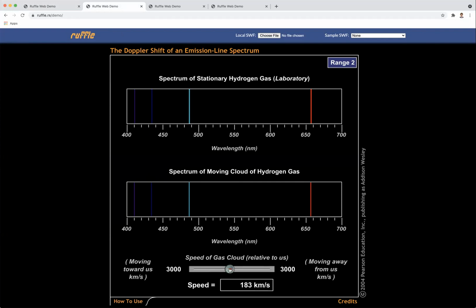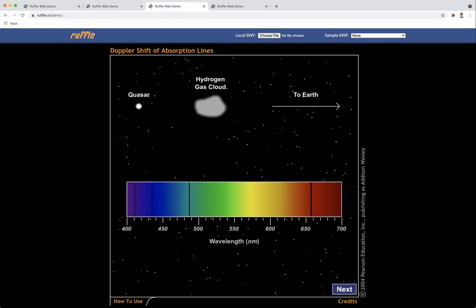So here you can change the velocity of it to either moving away from us, so red shifted. See, it's not exactly here anymore. It's been moved towards the red. Or you can say it's moving towards us, so it is blue shifted. It's moved towards the blue part of the spectrum. And the same is true here.